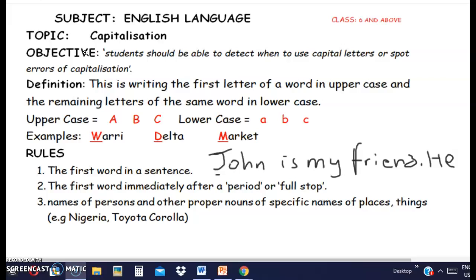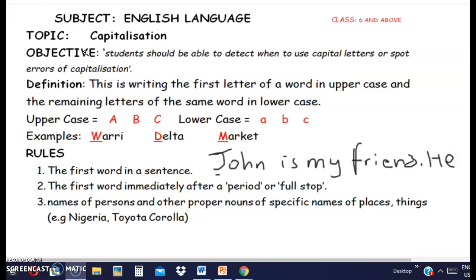Firstly, we are going to look at the definition. But before that, let me also say this, that this topic is suitable for children from age 6 and above, particularly those who are sitting for exams. The exam classes are JSS3, SS3, and even Primary 6. This topic is very relevant to them because they will be writing either letters or essays.